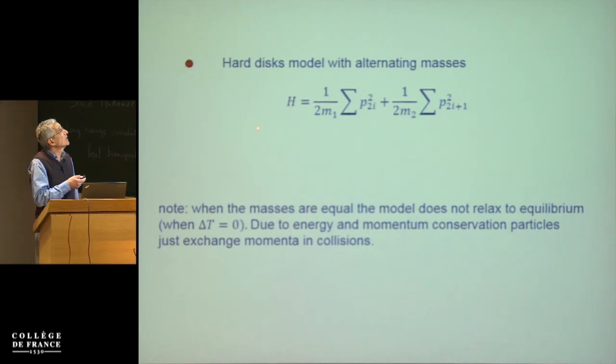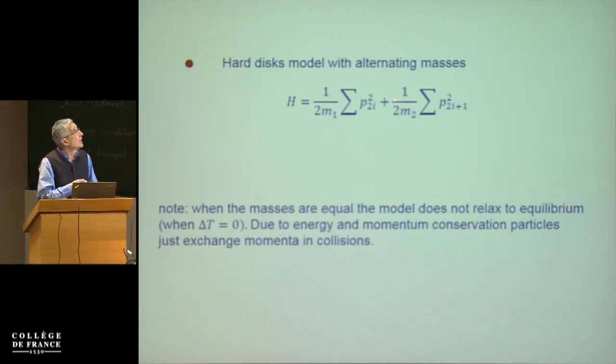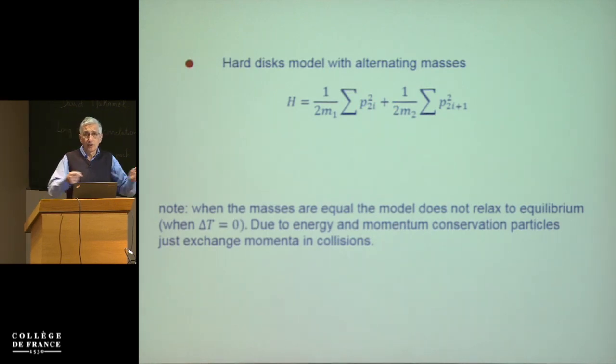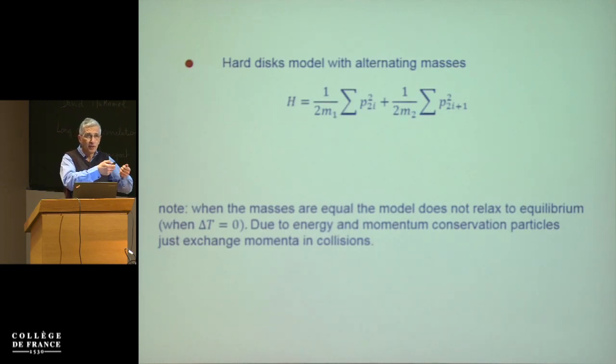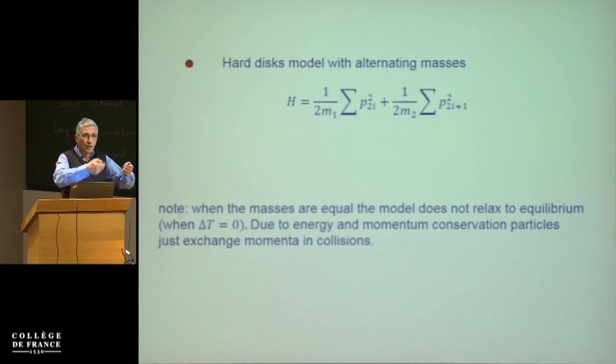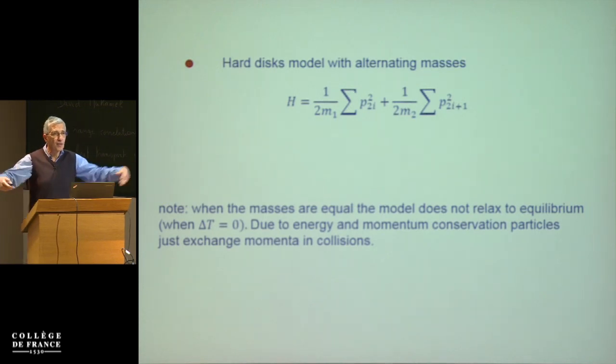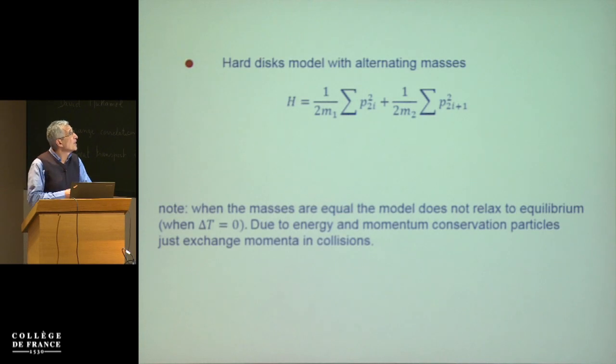Another set of models is that of hard disks. For example, you can take hard disks, again in one dimension, and they are just colliding with each other, but you put them in some alternating mass. That is, you take a mass M1 and M2, and you arrange the particles as M1, M2, M1, M2, and then you let them evolve and couple them to a reservoir at the two ends. The reason you take these two masses different is because when the masses are equal, then again the system does not equilibrate, because each time they collide, they just exchange momenta.